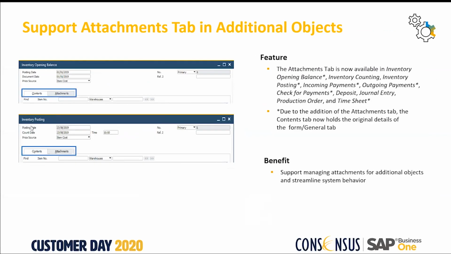We're supporting attachments in additional objects. So you're probably also familiar with that. Now I have the option to add attachments to many more documents. It's just really unifying the system, streamlining the system behavior.